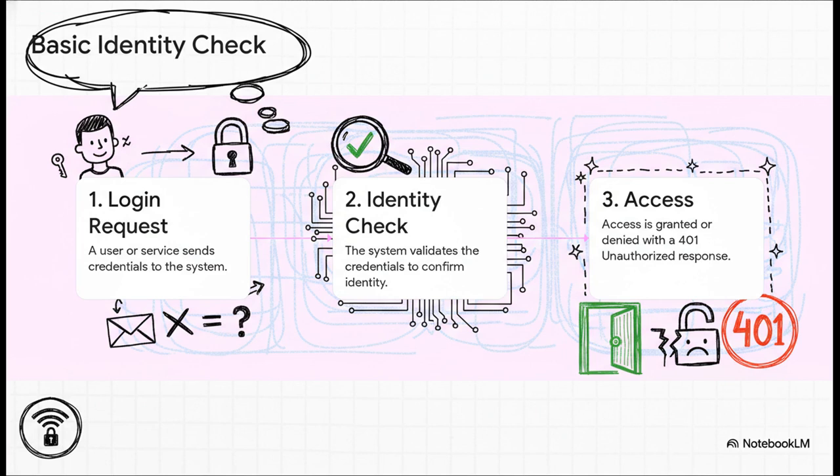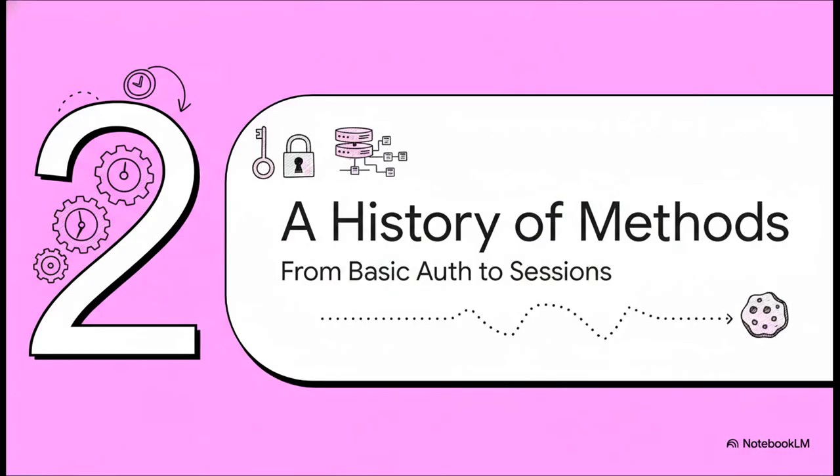First, the user sends a login request with their credentials. Second, the system does an identity check to see if they're legit. And finally, access is either granted or they get hit with that dreaded 401 unauthorized error. Every single method builds on this simple little dance. Okay, so let's move on and see how this all evolved.